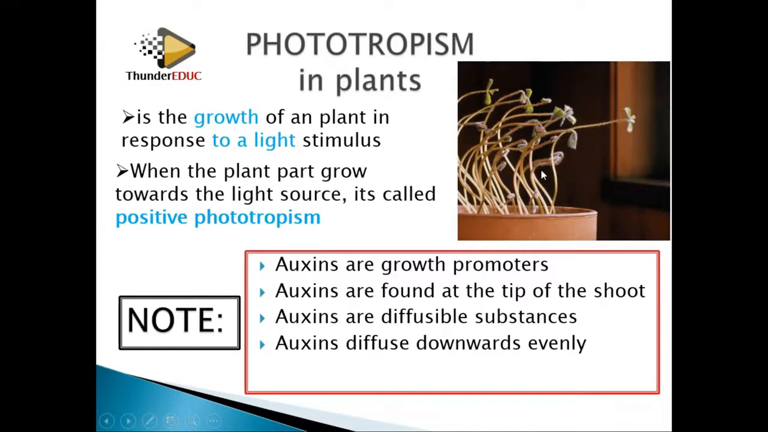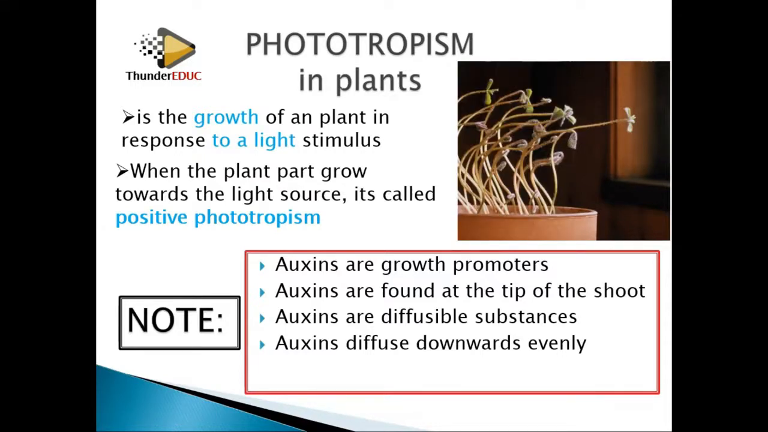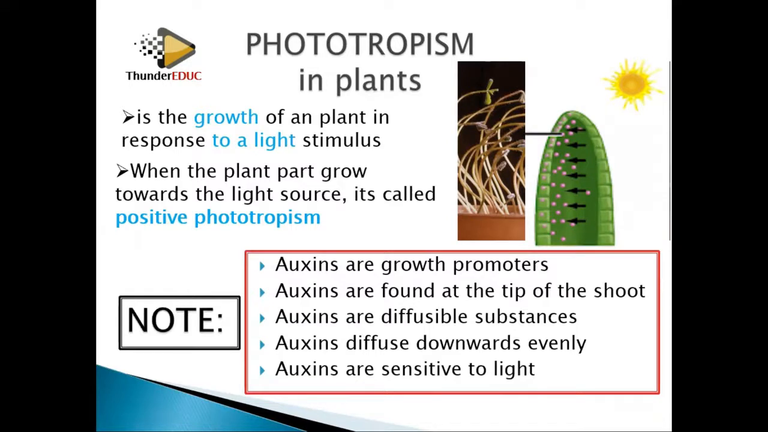When you put a plant straight up, it is going to diffuse downwards evenly, in equal proportion. These are some of the properties of auxins, and they're going to be used when you're explaining the effect of auxins on the shoot. And then lastly, auxins are sensitive to light. It means that they don't like light. They are destroyed by light. Therefore, they have to move away from light.